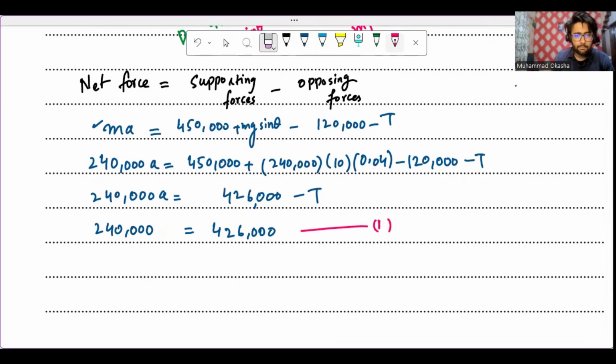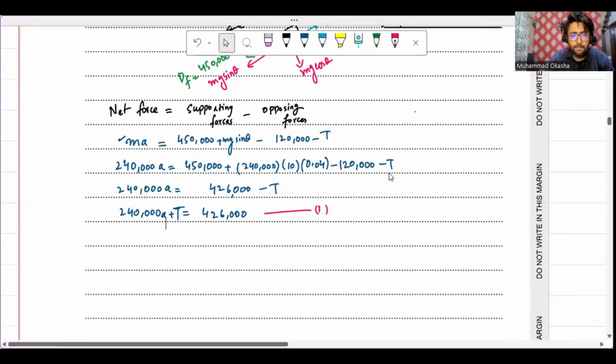That's equation number one. I can't really do much with it because there are two variables. There's acceleration, which I do not know, and there's tension, which I do not know. So there is nothing I can work out from here. That was about the locomotive.